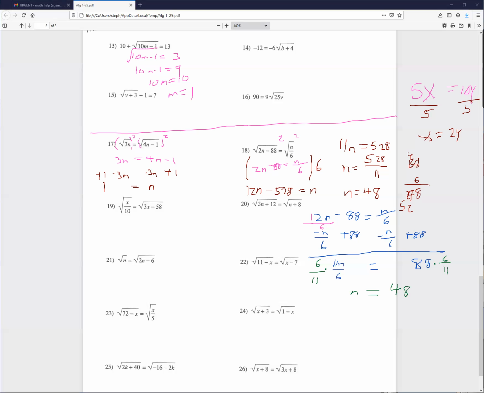All right. We'll do maybe 2 more of these. So number 19, we'll square both sides and we get x over 10 equals 3x minus 58. I'm going to multiply everything by 10 just to clear this over 10. So I guess I should grab a color and write that 10 times. That gives us x equals 30x minus 580, distributing the 10 to the right side.